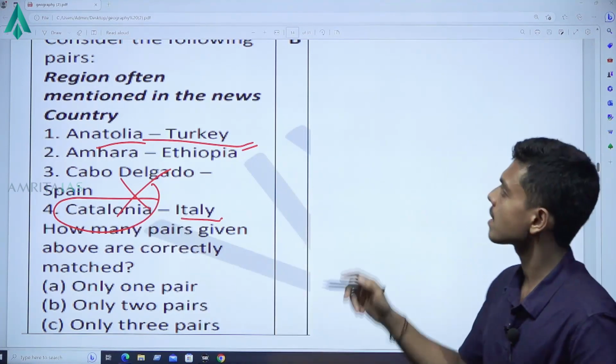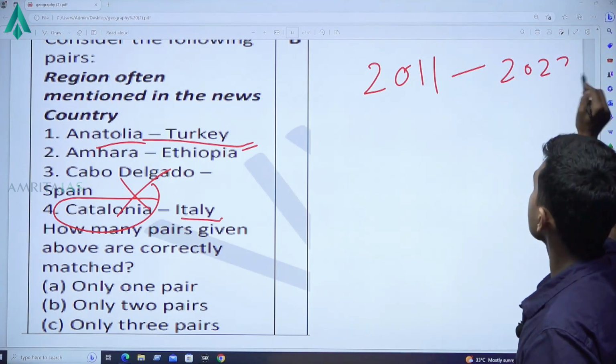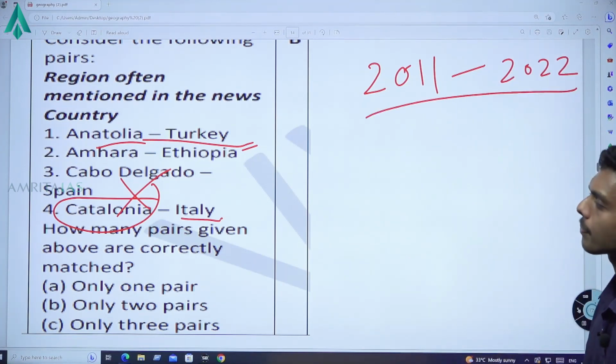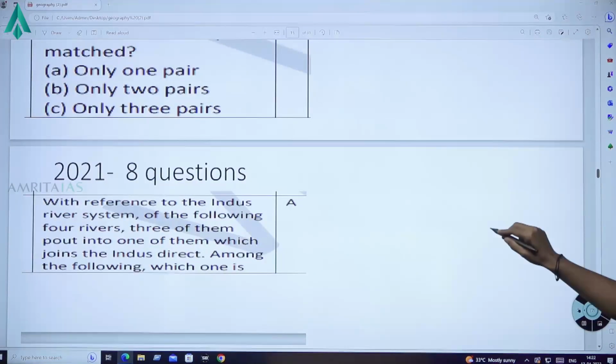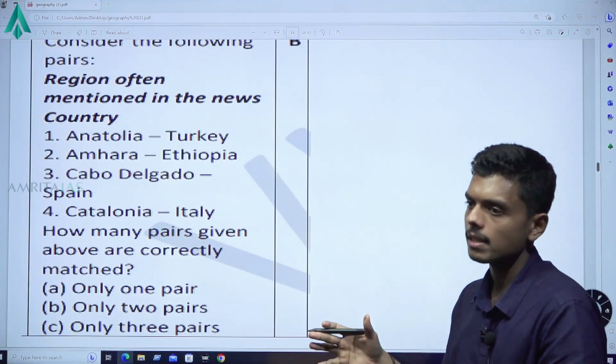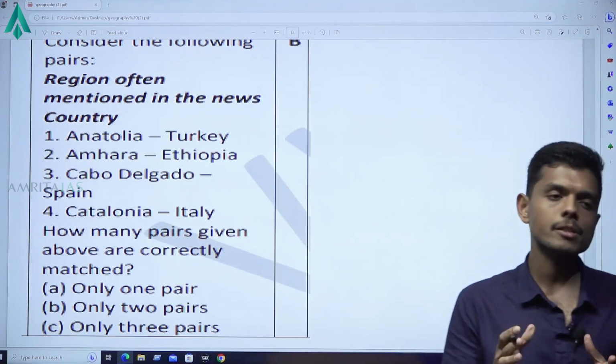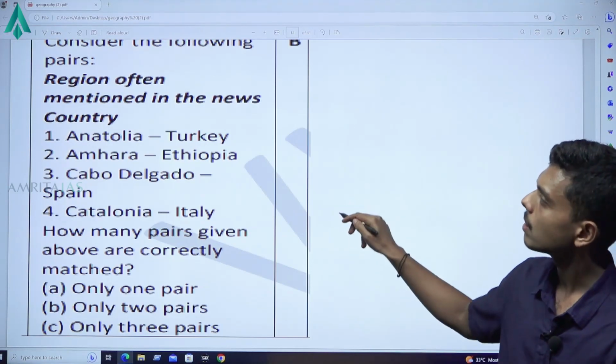So whatever UPSC had asked, the places that had been asked in 2011 to 2022, be sure about it. So that was 2022 questions. So you should always use these questions as the index. And this year also you can expect these kind of questions, world major places and the countries associated.